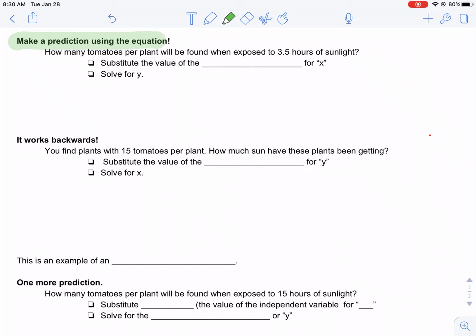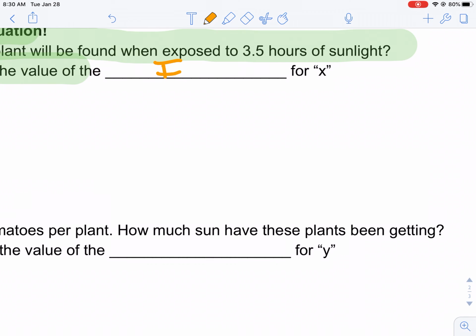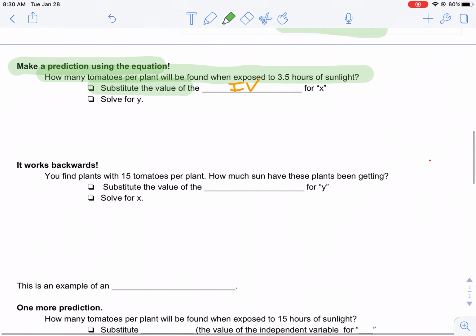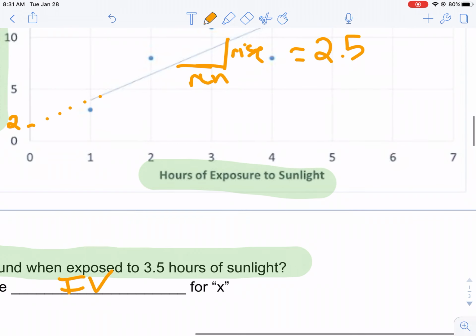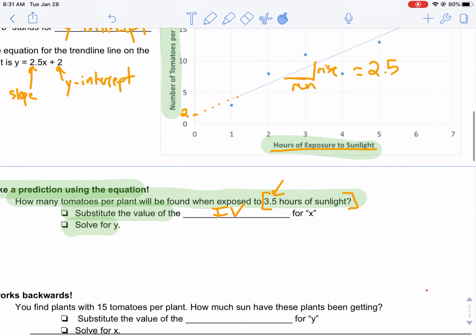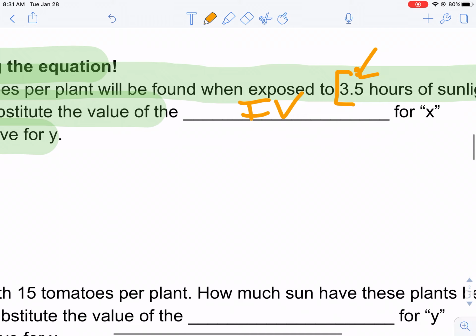Making a prediction using the equation. How many tomatoes per plant will be found when exposed to 3.5 hours of sunlight? So we want to substitute the value of the independent variable for x, and we want to solve for y. Here's our graph, and it's asking how many tomatoes per plant you get when exposed to 3.5 hours of sunlight. This is the value of the independent variable, hours of exposure to sunlight, so we're going to substitute that in for x, and then solve for y.